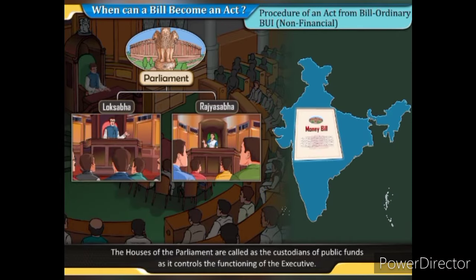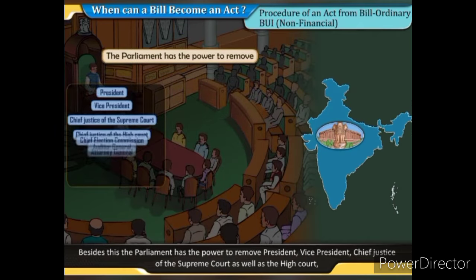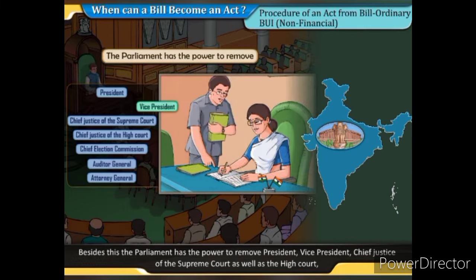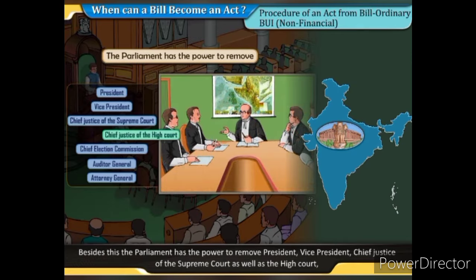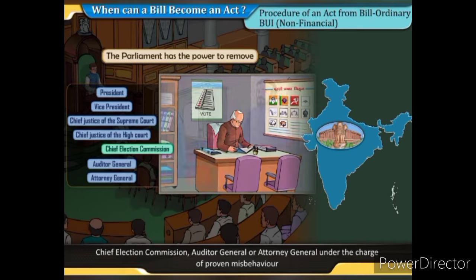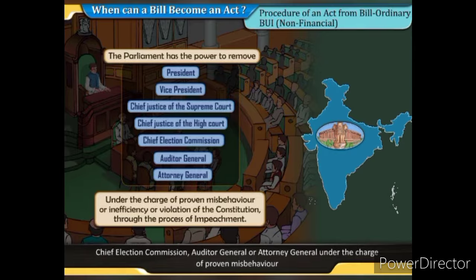The houses of the Parliament are called the custodians of public funds, as they control the functioning of the executive. Besides this, the Parliament has the power to remove the President, Vice President, Chief Justice of the Supreme Court as well as the High Court, Chief Election Commissioner, Auditor General or Attorney General under the charge of proven misbehavior or inefficiency or violation of the Constitution through the process of impeachment.